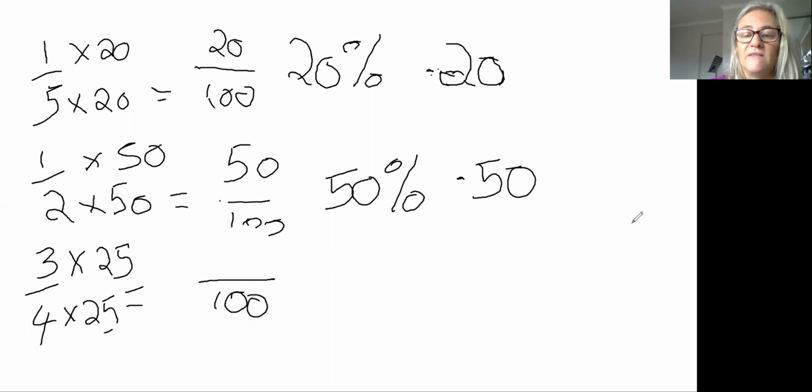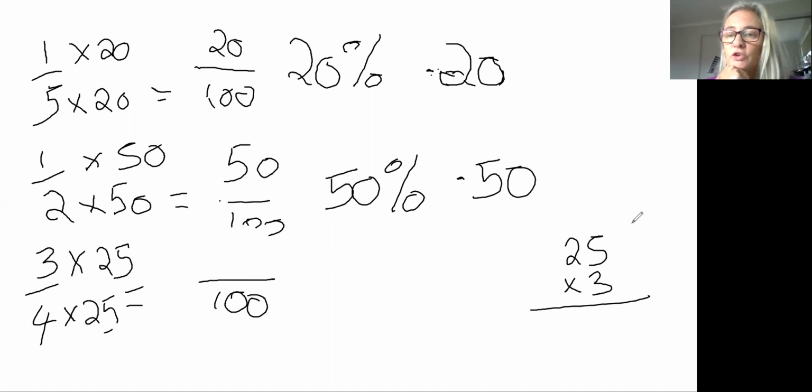All right, let's have a look at that. So 25 times by 3. We've got to do this sum so we can find out what that top number is going to be. So then we can convert it into the percentage and the decimal. All right, so let's look at this.